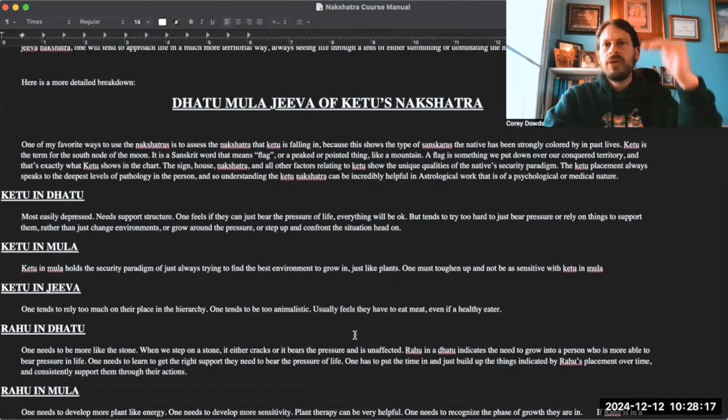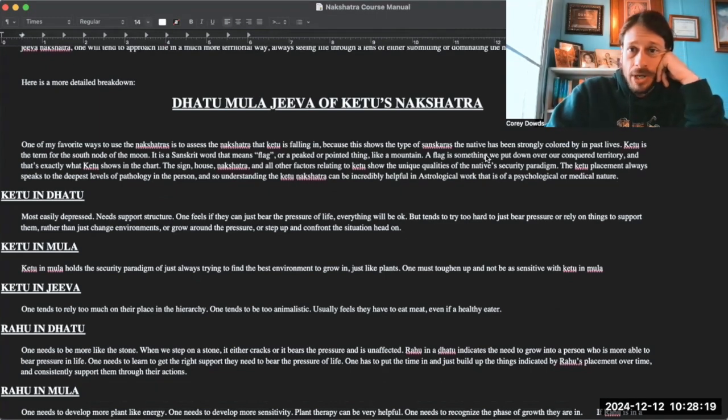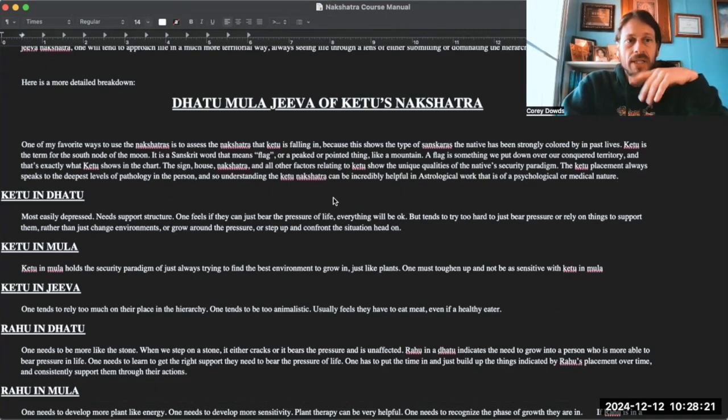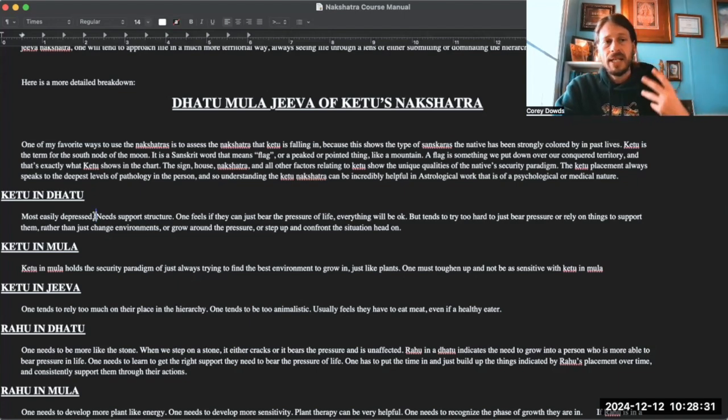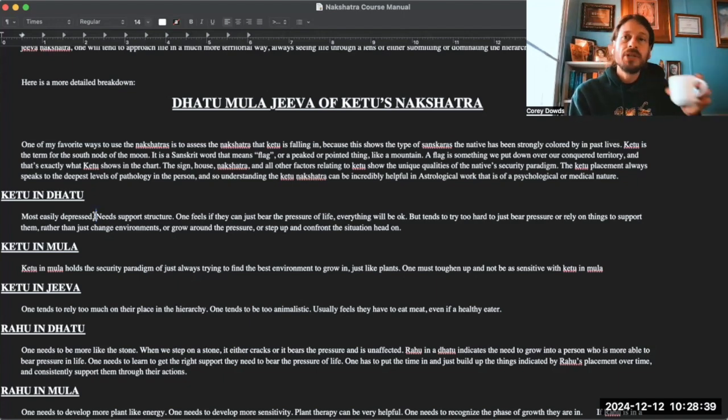Okay, I'm just going to go through these. I already touched on some of these, but just to make sure I don't miss out on any of these important qualities. When you see Ketu in a Dhatu nakshatra, like say Ketu in Hasta, which it's in right now, one can be most easily depressed again, or need that support structure. If it's in Libra too, it's in a relationship. One feels that they just can't bear the pressure of life.